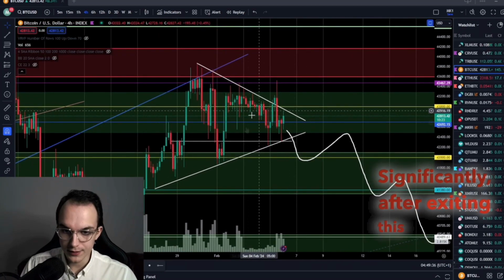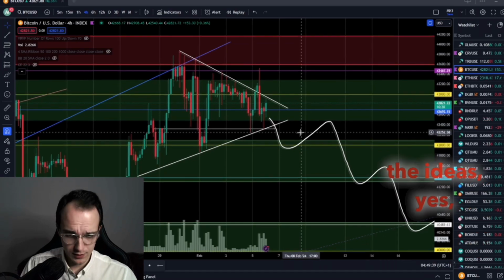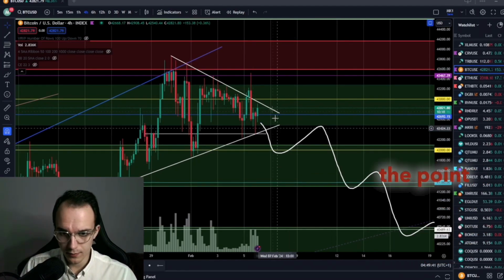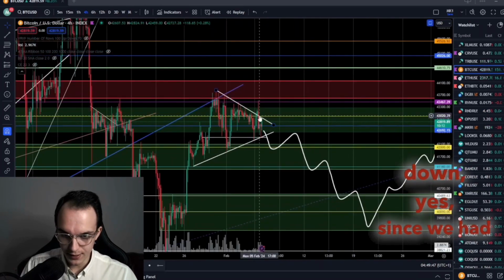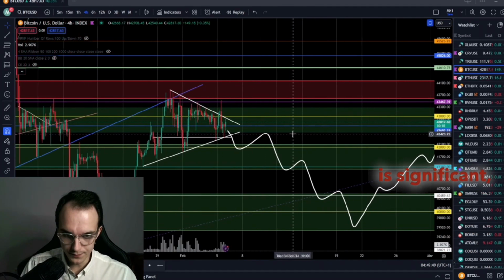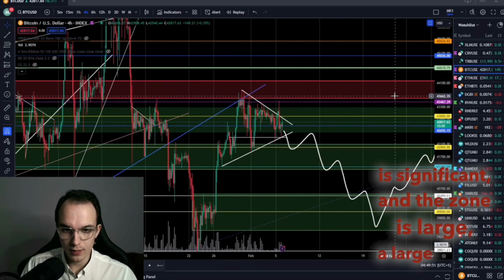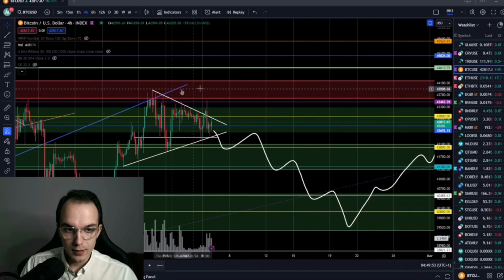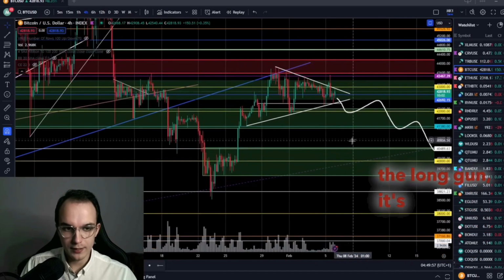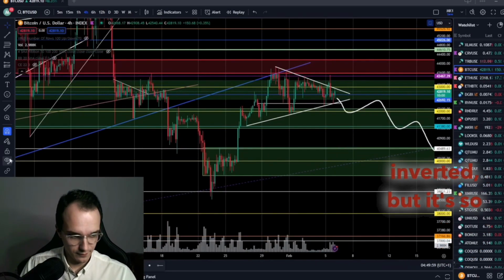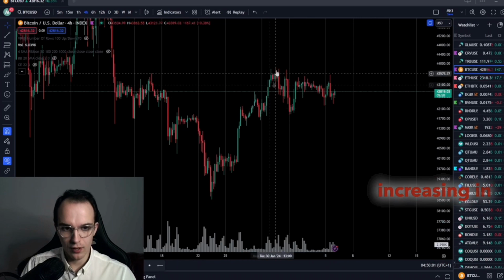Significantly after exiting this wimpy, you can consider the ideas, yes, either short or long. The point is that most likely it will be exiting down. Yes, since we had the false exit is significant and the zone is large, a large supply zone above us. Not bad, not a bad argument in terms of the long gun. It's the head and shoulders, okay, inverted, but it's so crooked. Volumes are increasing in the right shoulder.